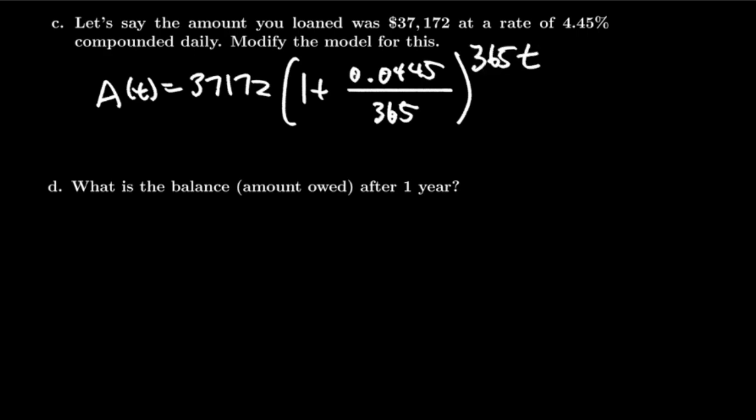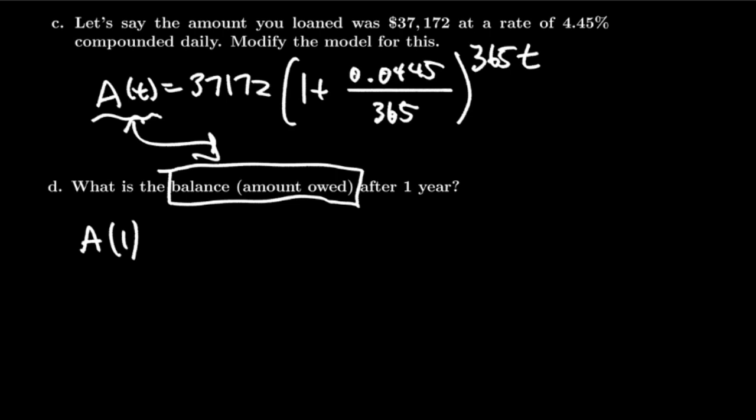I believe normal actual companies actually use this as well. It just makes things easier, and the one number difference isn't going to make a significant difference in terms of money, especially when you're looking at big sums of money. Okay, so what is the balance owed after 1 year? So this represents the balance or the amount owed. So always know what your function is telling you.